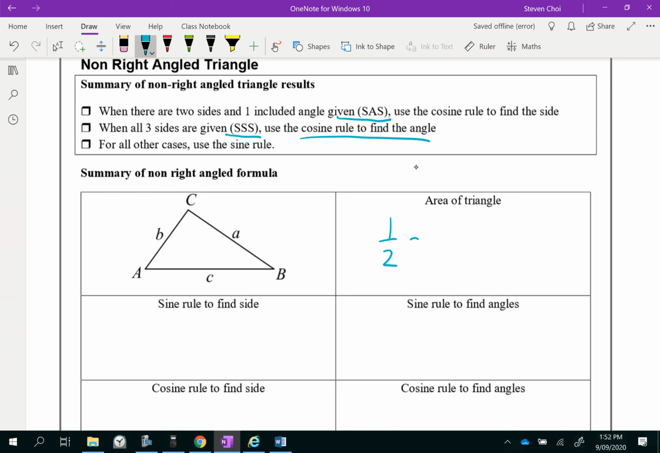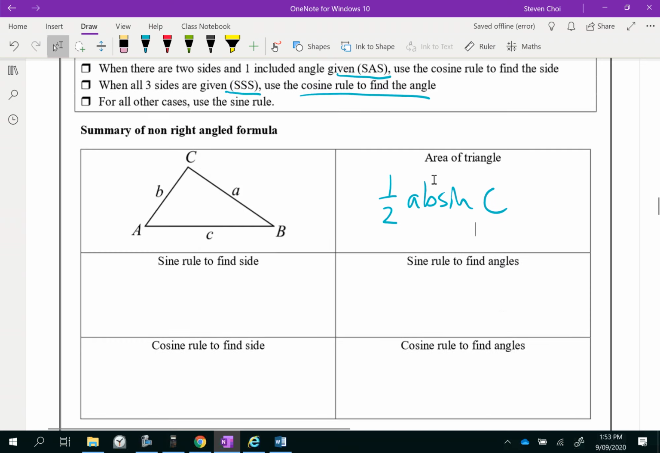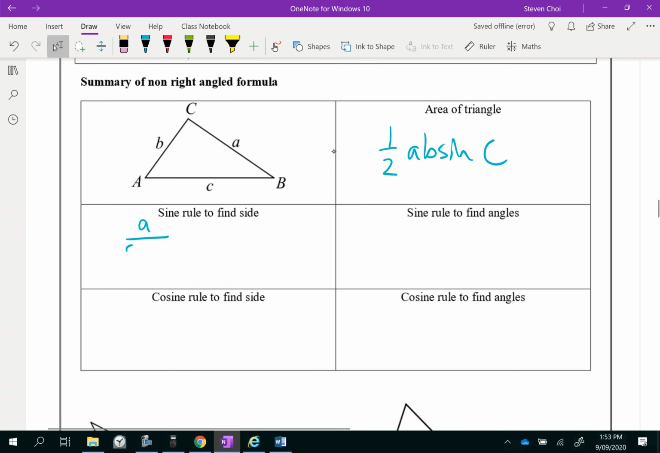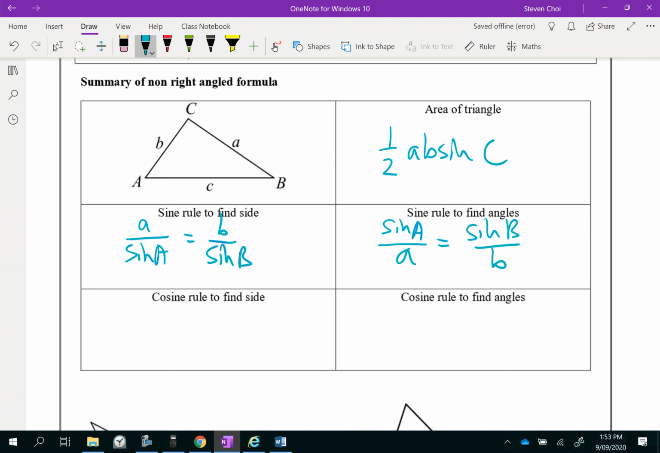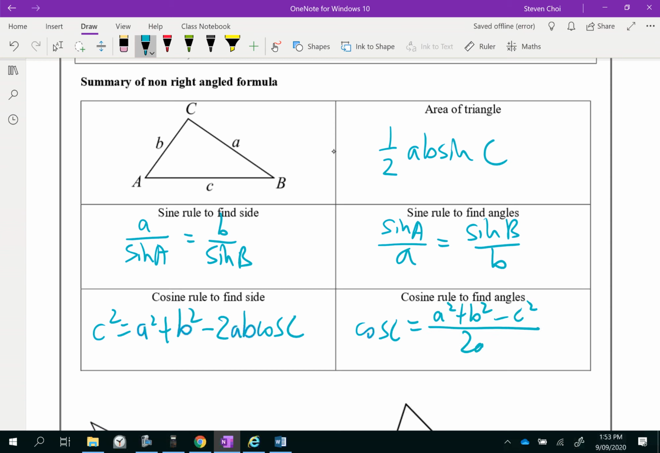Area of triangle is half ab sine C. Sine rule to find the sides: a over sine A equals b over sine B. There's a third one, we don't really use it. And then to find the angle: sine A over a equals sine B over b. And the cosine rule to find the side is c squared equals a squared plus b squared, that looks like Pythagoras' theorem, minus 2ab cos C. And the cosine rule to find the angles will be cos C equals a squared plus b squared minus c squared over 2ab.